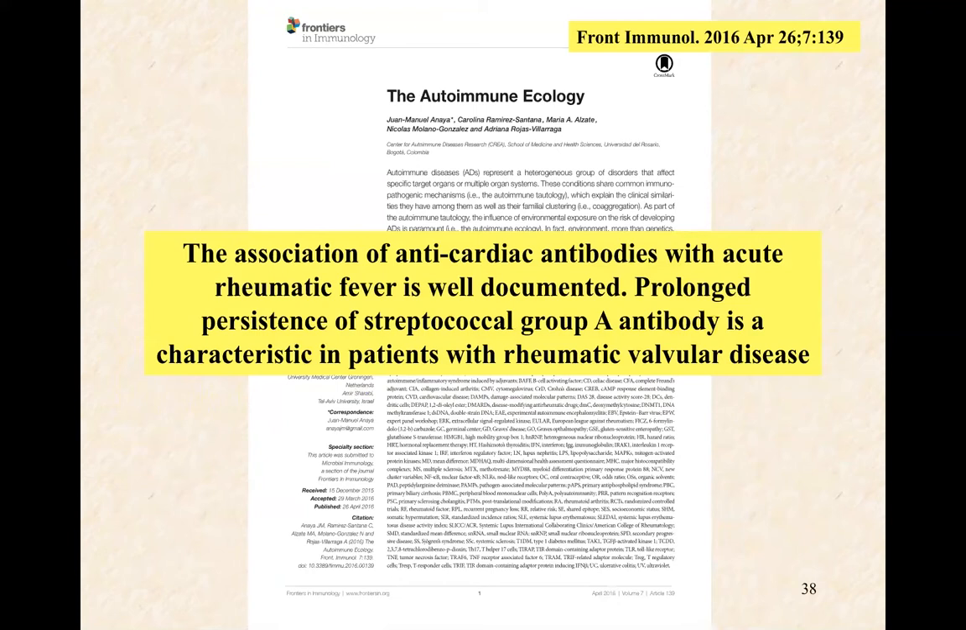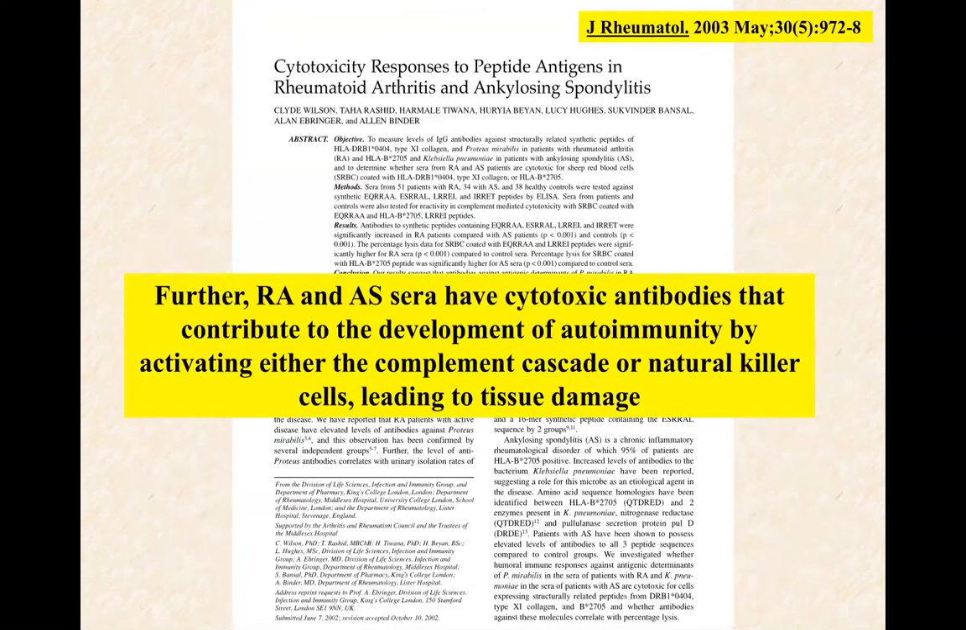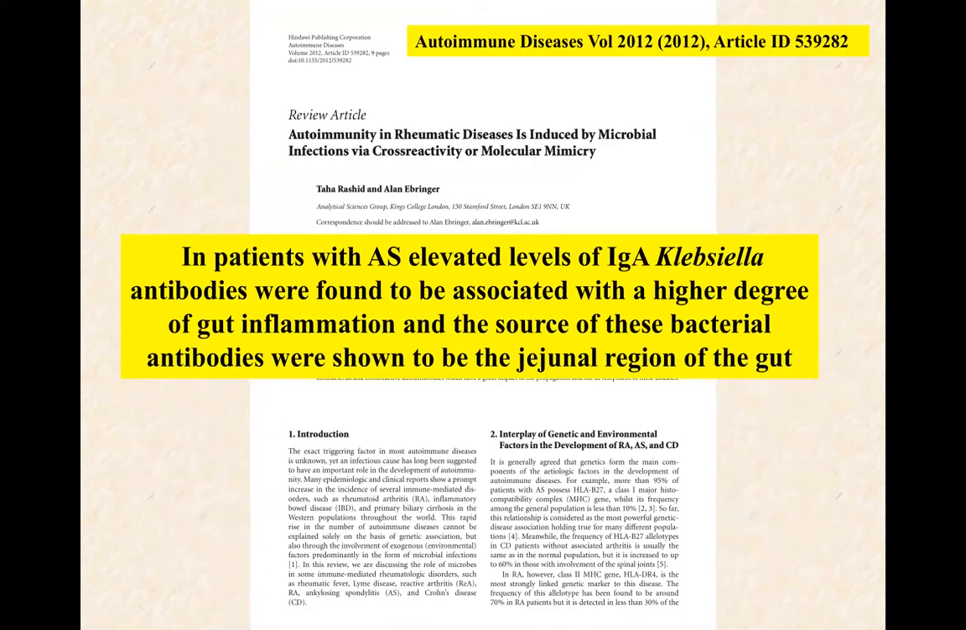Prolonged persistence of strep group A antibodies is a characteristic in patients with rheumatic valvular disease. Rheumatoid and ankylosing spondylitis patients have cytotoxic antibodies that contribute to the development of autoimmunity by activating either the complement cascade, and then here come the antibodies, or natural killer cells, leading to tissue damage. In patients with ankylosing spondylitis, Klebsiella were found to be associated with a higher degree of gut inflammation, and the source of these bacterial antibodies was shown to be the jejunal region of the gut.